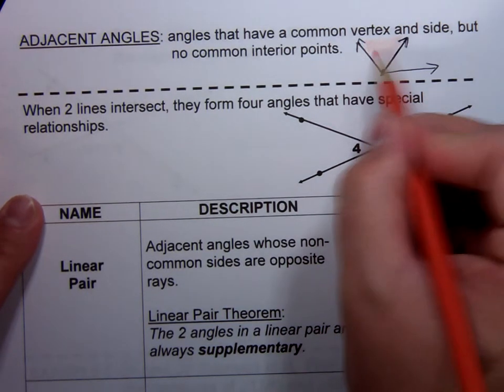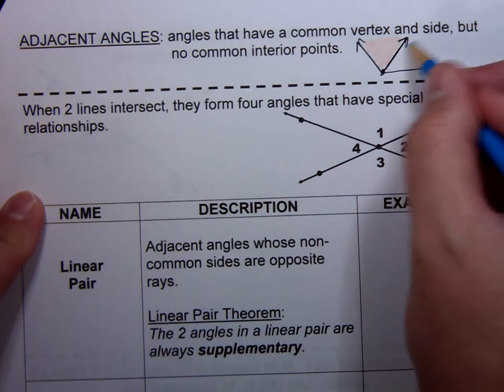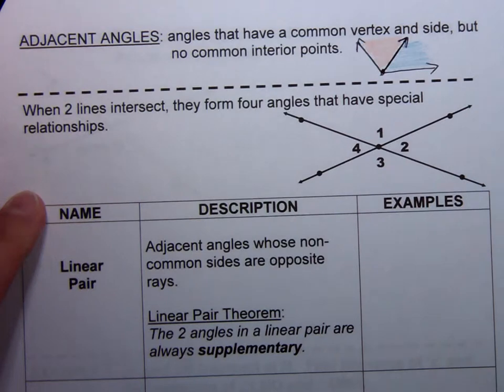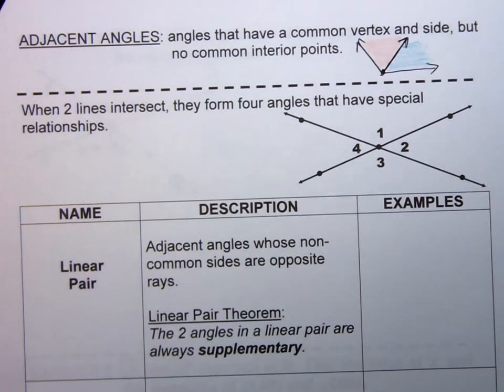The interior of this angle is right here in orange, and the interior of this angle is here in blue. There is not a single point that is in the interior of both of these angles at the same time. So this is an example of adjacent angles.